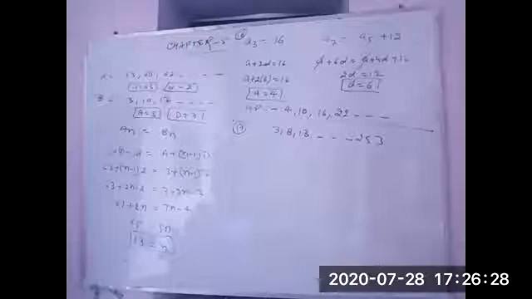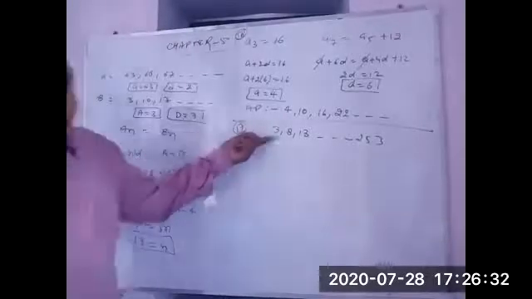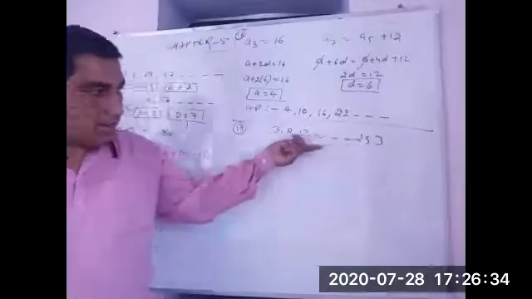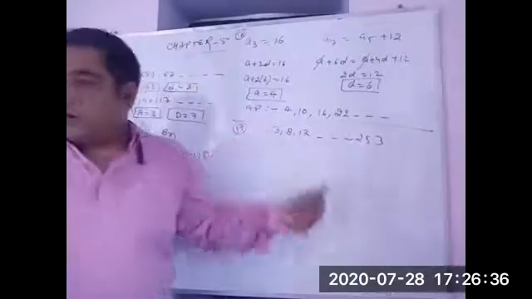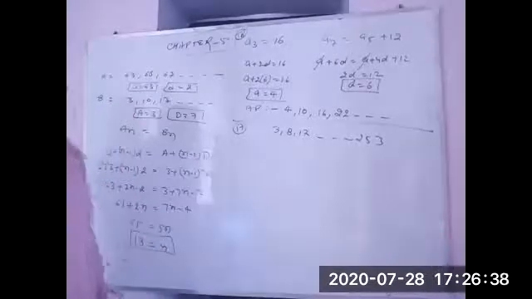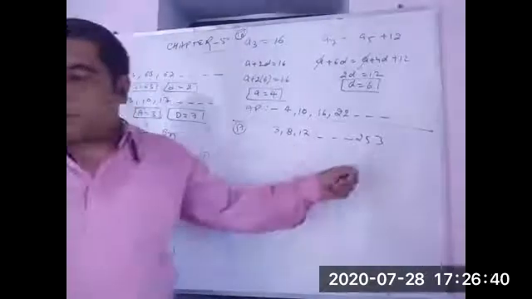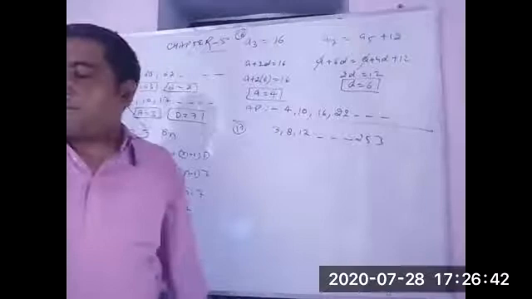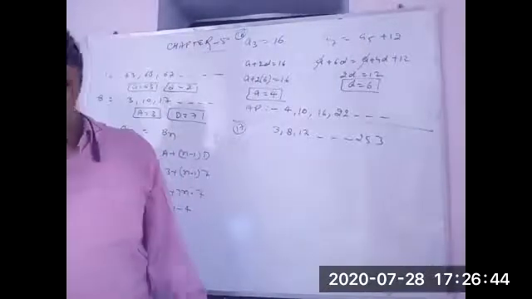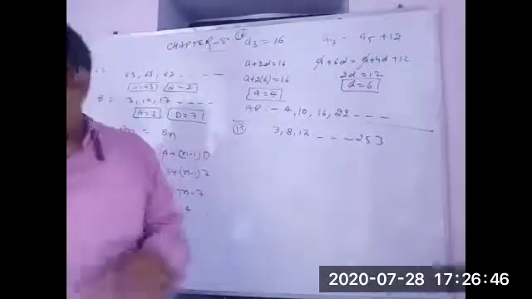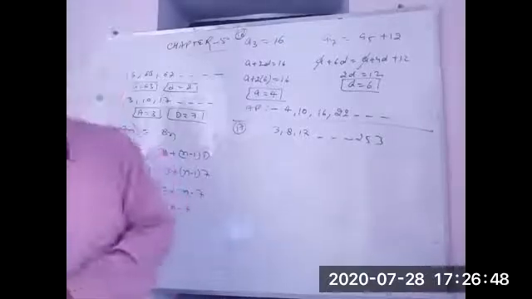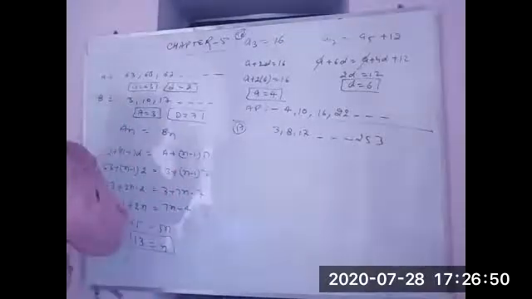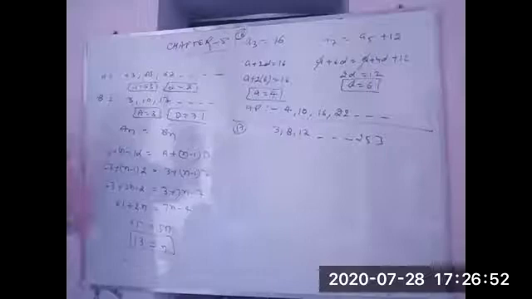They ask the 20th term from the last. Means they are not asking the 20th term from here, they are asking the 20th term from here. So what will we do here? One method we can adopt: we find how many total terms there are, then we leave out 19 terms from the last, and then we subtract 19, and then we find the value of n, and then we find the value there. It will be very lengthy.